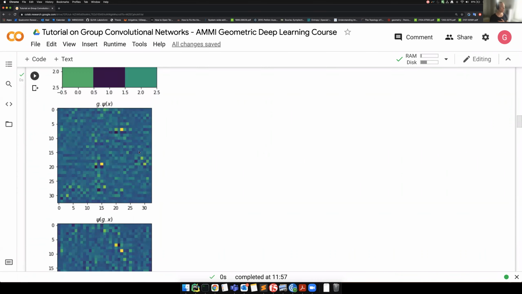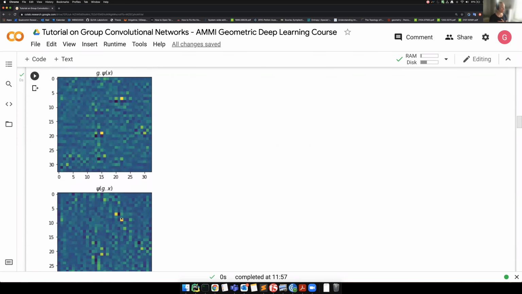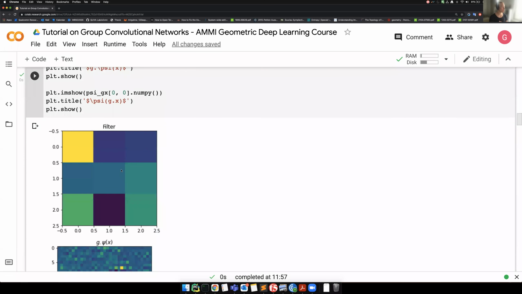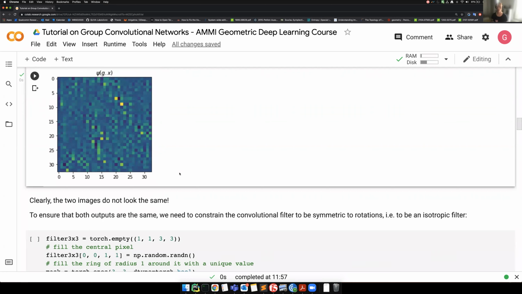They look a bit similar, but they are not the same. For example, here you have 2 yellow pixels where you have only 1. The images are not really the same. So what does this tell us? It tells us that a normal convolutional layer is not necessarily rotation equivariant a priori. So how do we solve this problem? What is the reason why this is happening?